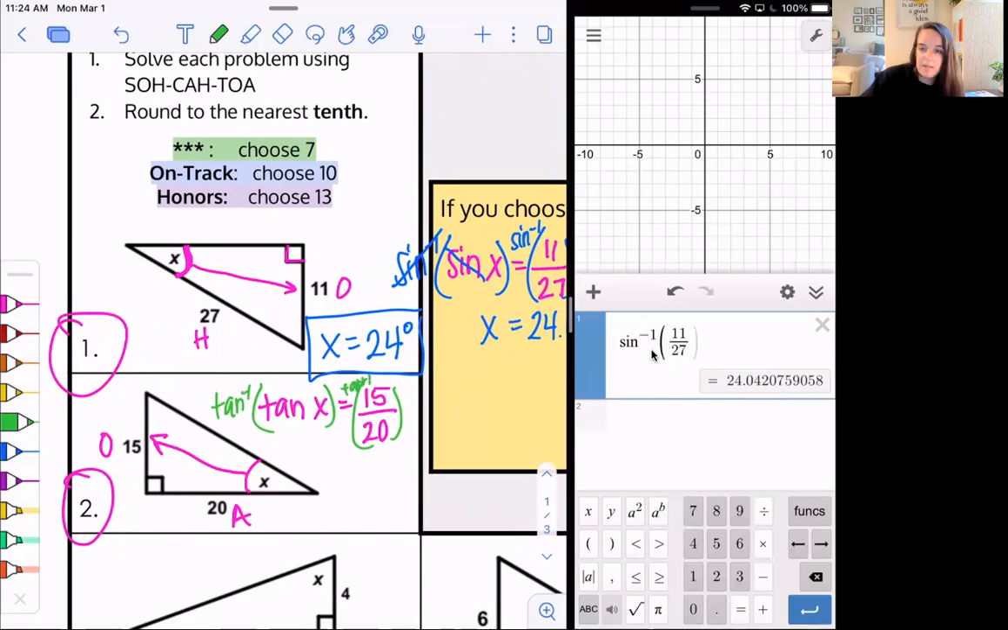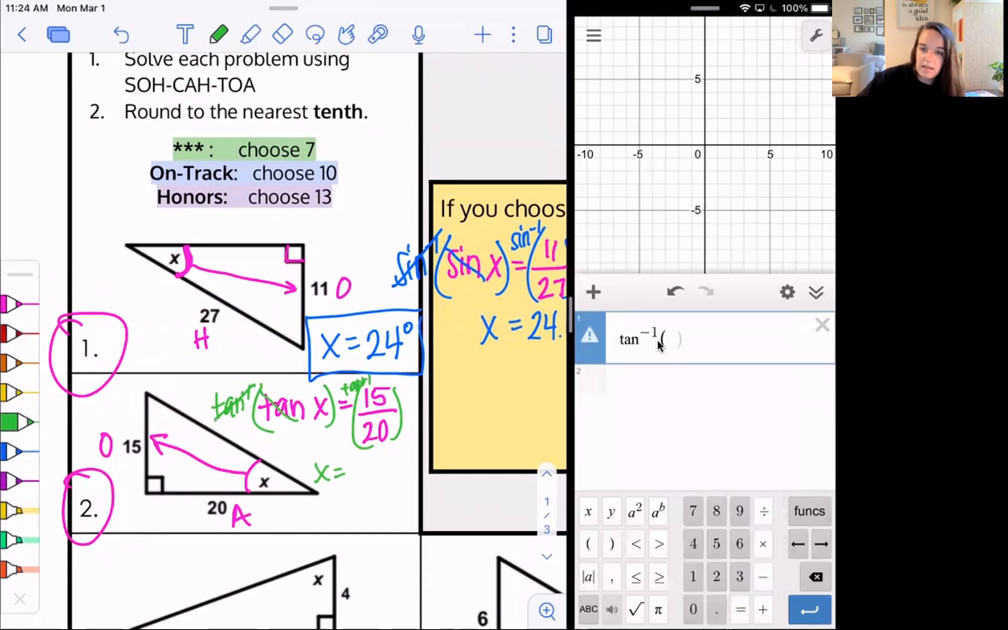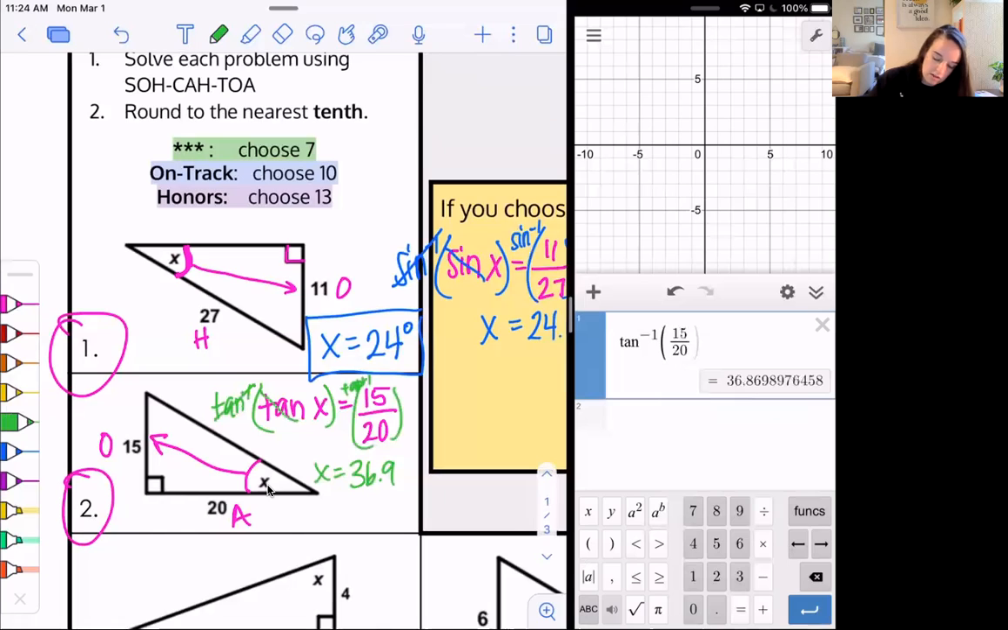Right, so same thing I'm going to do on my calculator over here. It's going to leave me with just x equals. I'm going to go here, go to functions, go to tangent -1, and do 15 over 20. And I get 36.86. The 6 is going to round up, so I'd have 36.9. And since x is an angle, it is in degrees. That is my answer for number 2.